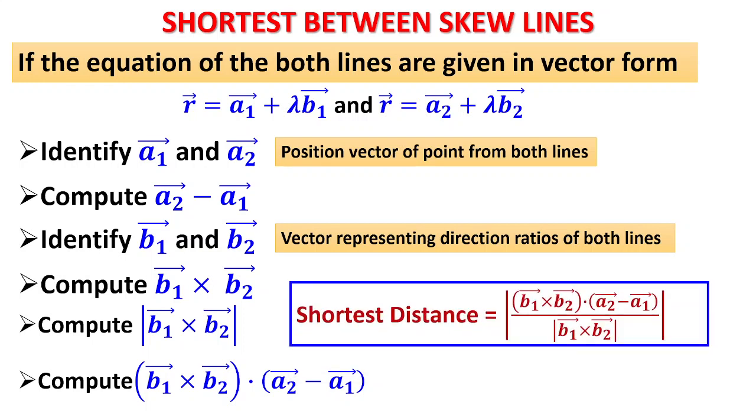Very simple. Identify A1 A2, identify B1 B2, find B1 cross B2, find A2 minus A1, find the magnitude of B1 cross B2, put it in the formula.